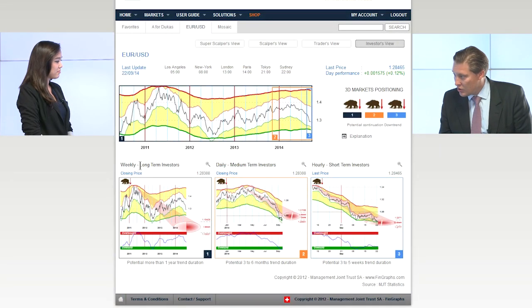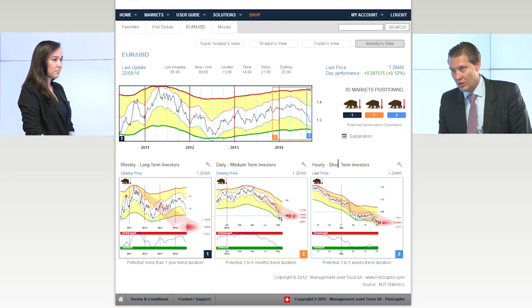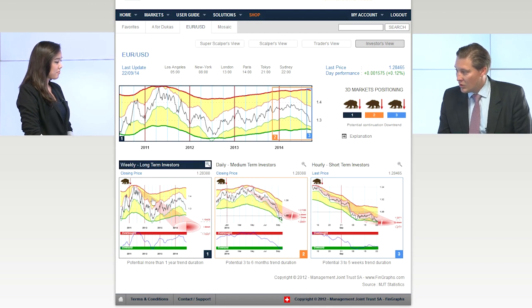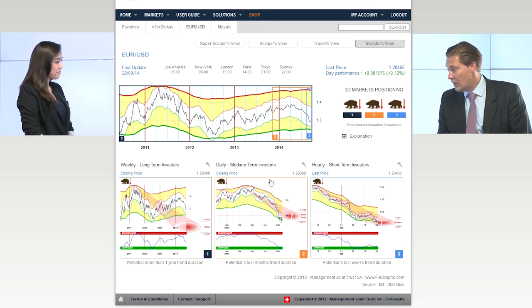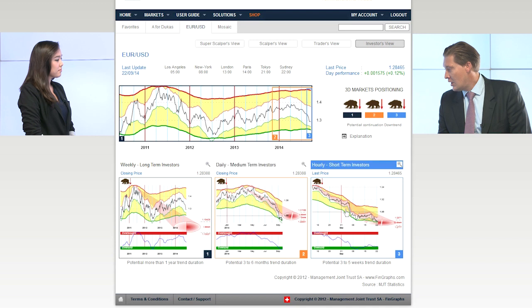It combines a weekly chart, a daily chart, and an hourly chart. It allows an investor to quickly understand how the different trends interplay. So you have a weekly trend, which is counted in quarters. You have a daily trend, which is counted in months. And you have an hourly trend, which is counted in weeks.